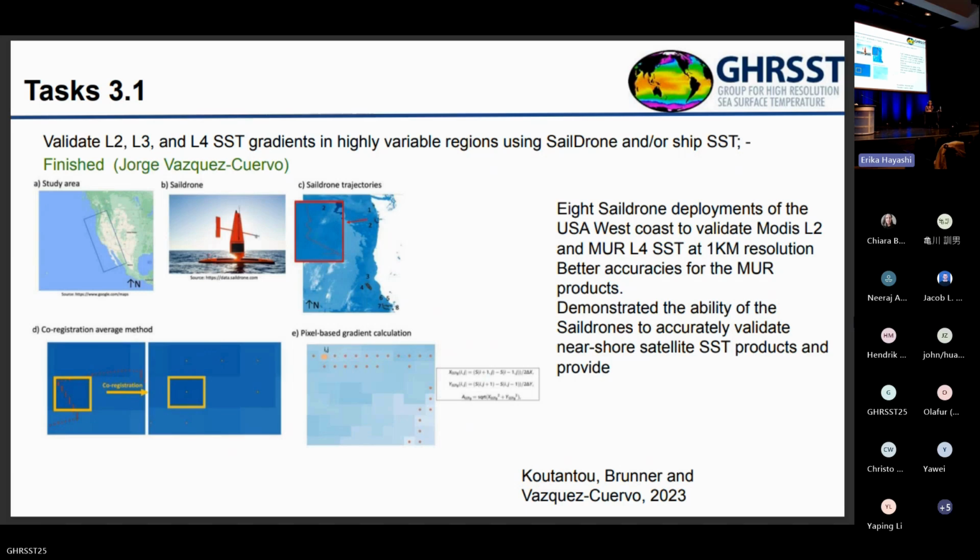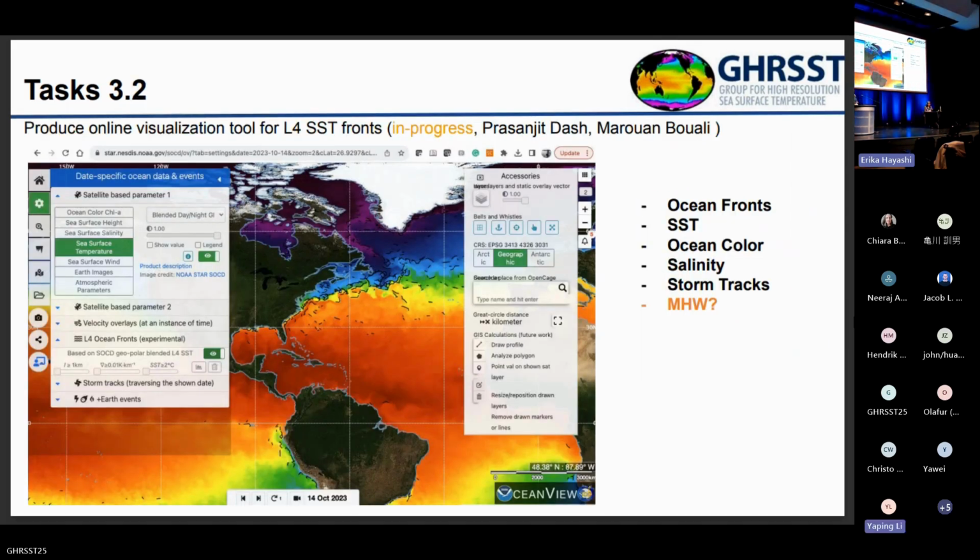So this is the work mainly done by Jorge, who compared the SST gradient data with shipborne observations at different regions, for example, the north of California areas. I think you also have a paper on the Arctic regions with the shipborne data. If you're interested in this work, you can talk to Jorge or check the publications they already have. The second one is what I was mentioning, the online visualization of the SST gradients, but not only the gradients, also based on SST, ocean color and salinity.